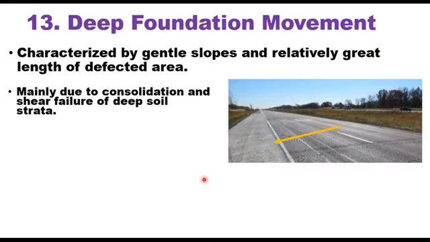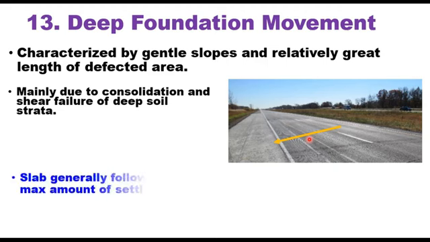And the last one is deep foundation movement. And it is characterized by gentle slopes and relatively great length of defected area. So it is basically a change or disturbance in the cross slope of the pavement. It is mainly due to consolidation and shear failure of deep soil strata.